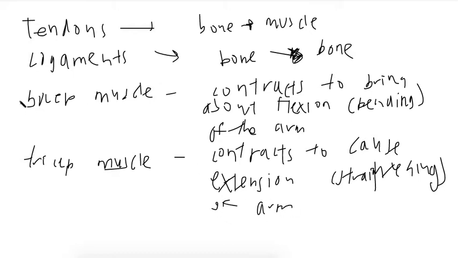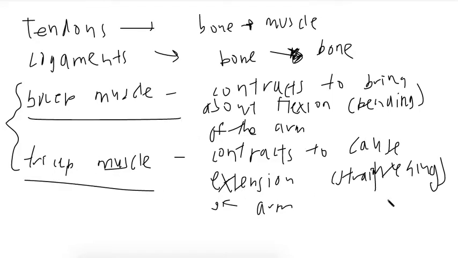So these are very much antagonistic in the sense that bicep muscle, it contracts to bring about flexion or bending of the arm, while tricep muscle, it contracts to cause extension or straightening of the arm. So both of these muscles are being contracted, but they have completely opposite or polar opposite effects.